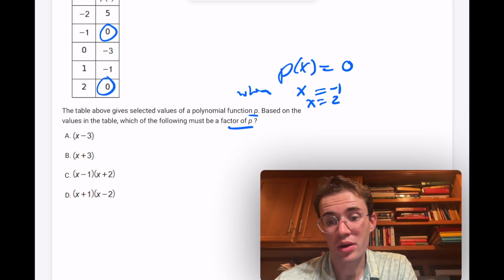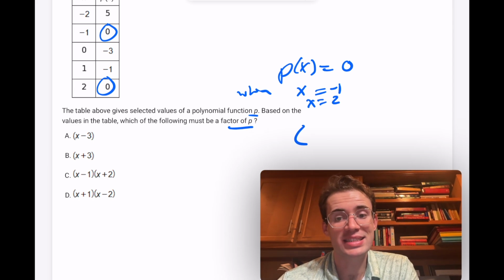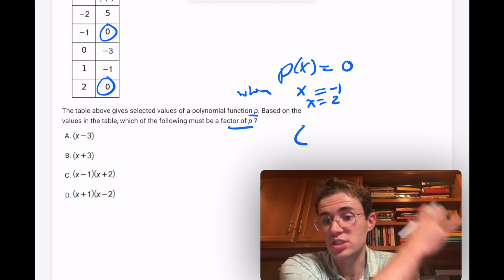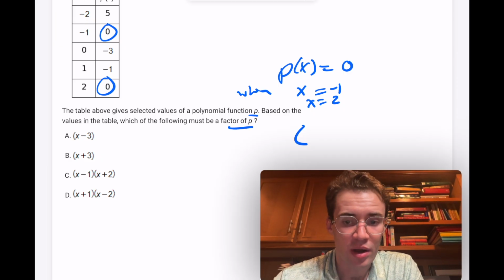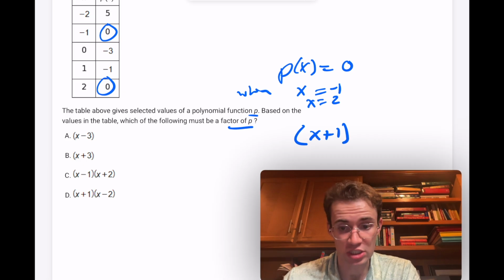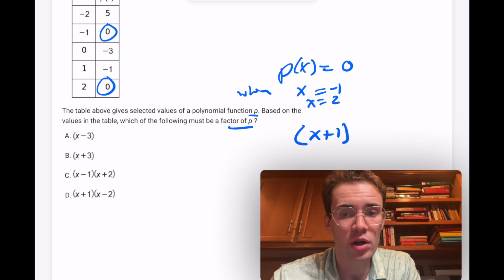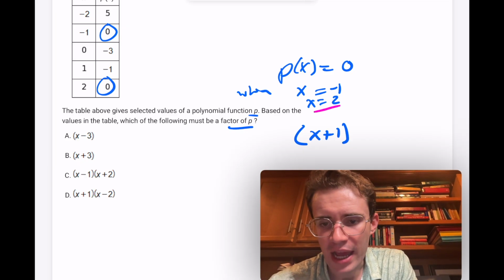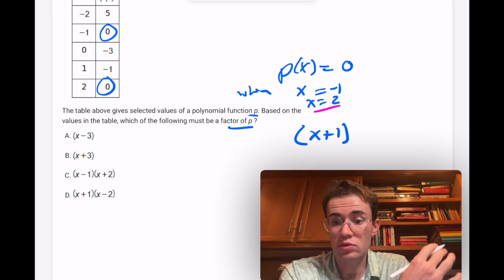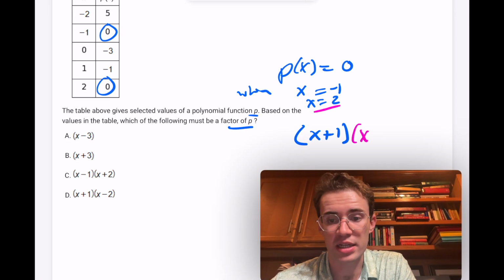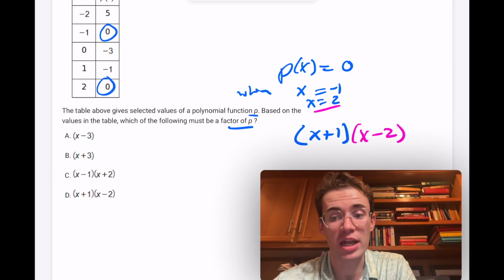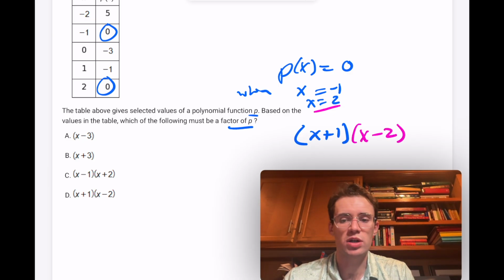So think about what factor would give you 0 as your product when x is -1. Well, x plus 1, right? -1 plus 1 is 0, and if you multiply anything by 0, it gives you 0. So x plus 1 would work. Or when would x equals 2 give you 0 for your product? It would be if you're multiplying something by x minus 2, because 2 minus 2 is 0. So x plus 1 times x minus 2.